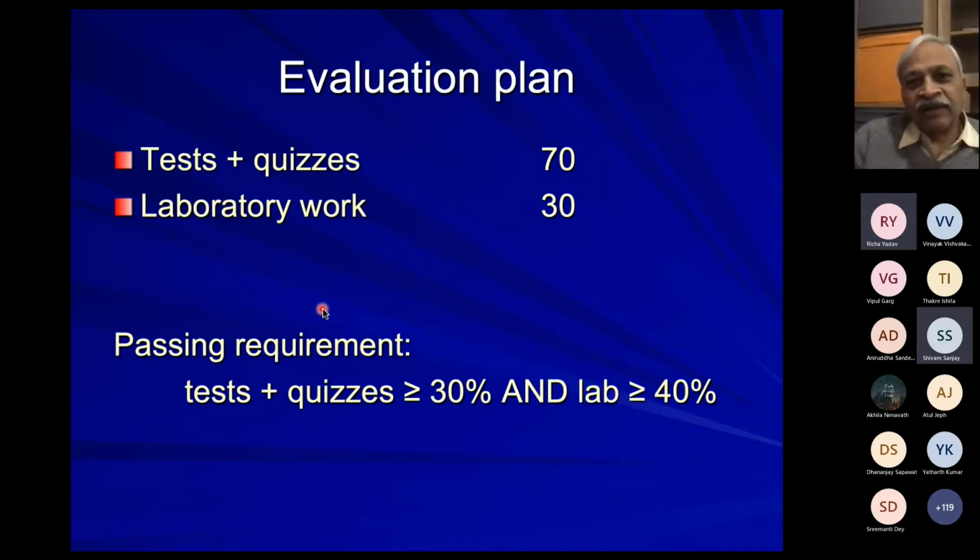Broadly, the evaluation plan is that the lab part will have 30% of the weightage, and the rest would be made up by tests and quizzes. I don't know how many minors there will be, probably only one. I'll look at whether there are two minors or one minor. And out of 70%, there'll be something like 15% for quizzes or assignments. They could be theory assignments. The passing requirement is that you need 30% in the theory part and 40% in the lab part.